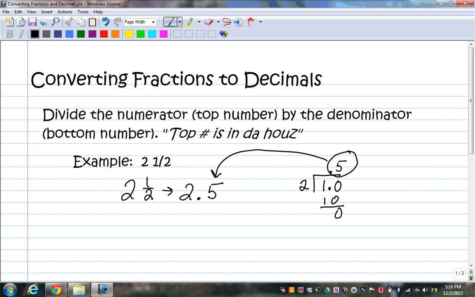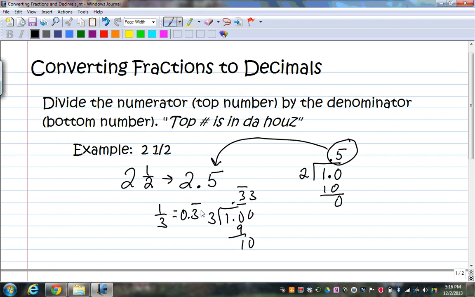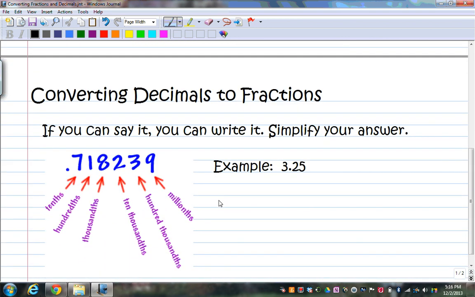If you have something repeating, for example, if you have 1/3, this would repeat because you would have 1, 3 out here, and then it goes into here 3, 9, and you have 1 all over again, and you see that 3 keeps repeating. So you would just write this 1/3 as 0.3 repeating. Okay? Let's move on. Converting decimals to fractions.